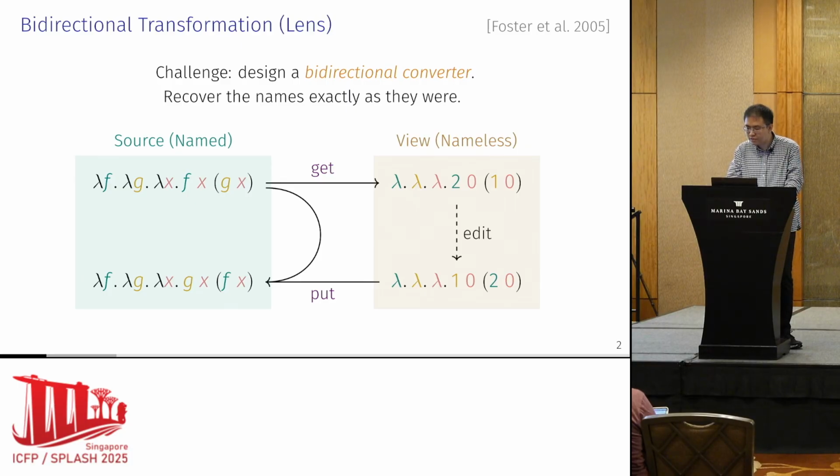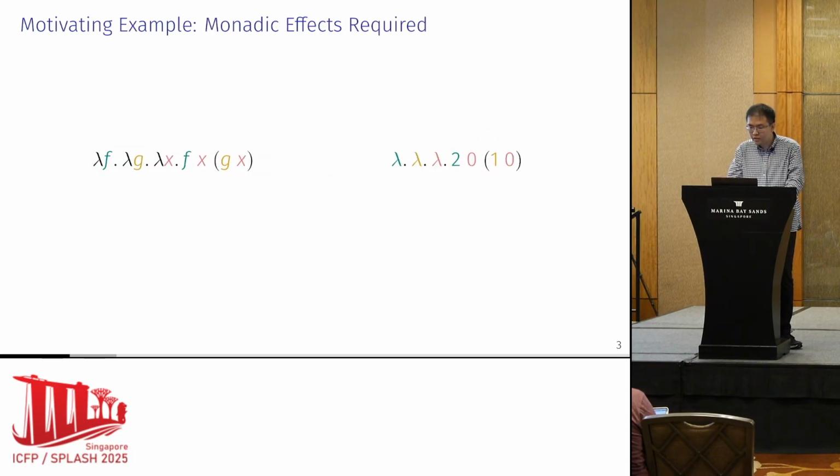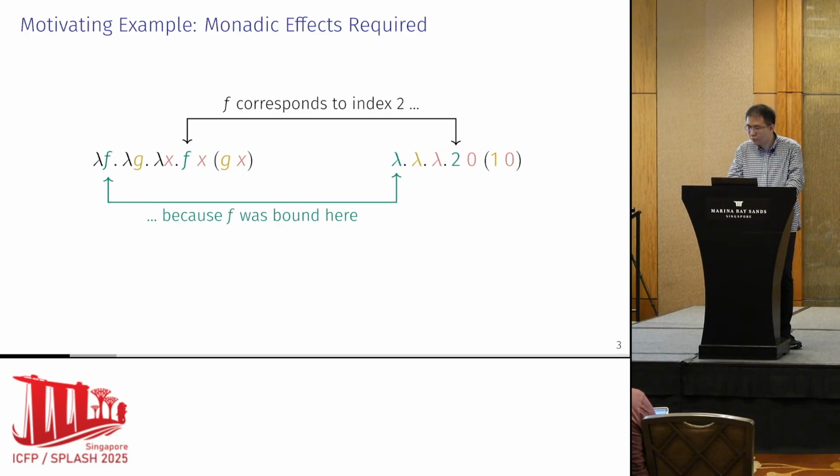So is the problem solved? No, actually. Because in this specific challenge, there are some monadic effects required in the conversion process. For example, consider this pair: this f binding, this f use site, and the index 2. f corresponds to the index 2 because we know that f was bound outside here. In order to use this information, we need to maintain a context, which requires using the reader effect.